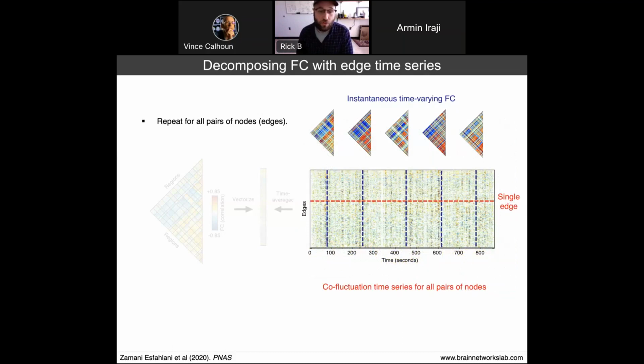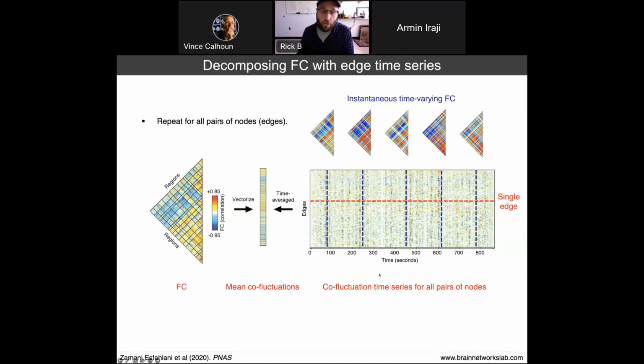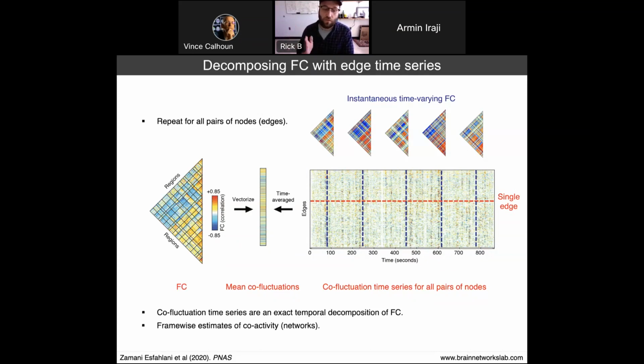It also has other advantages too. The average of a single cofluctuation time series is a correlation coefficient, which means if we average every edge's edge time series, we can rearrange those elements into the upper triangle of a node-by-node or region-by-region matrix, and it returns exactly functional connectivity as measured with a correlation. So cofluctuation time series are a mathematically precise decomposition of your functional connectivity. As long as you're measuring it as a correlation, it is a precise decomposition. You add everything up and it returns exactly your correlation weight. And it is also giving us frame-wise estimates of coactivity or cofluctuations, which is something that is amenable then to a network analysis.